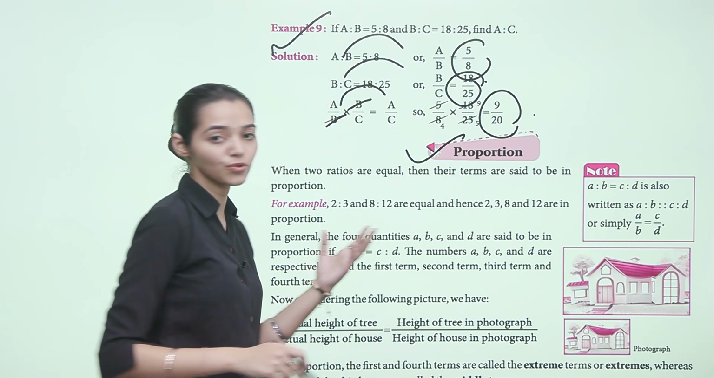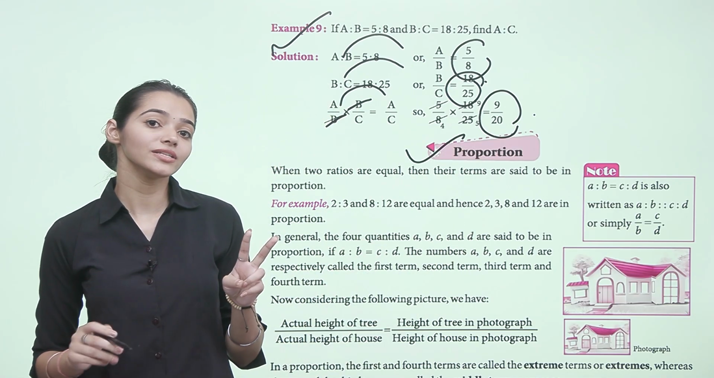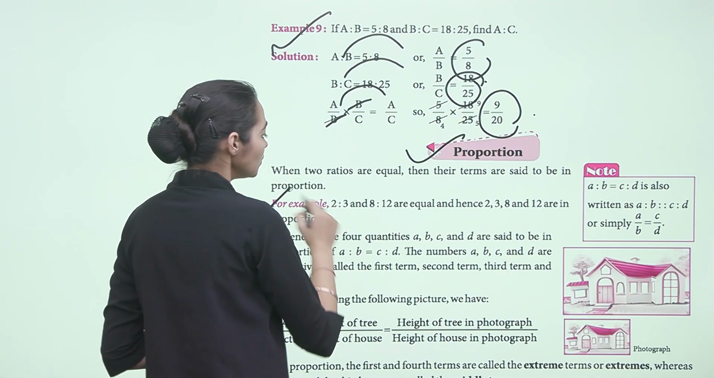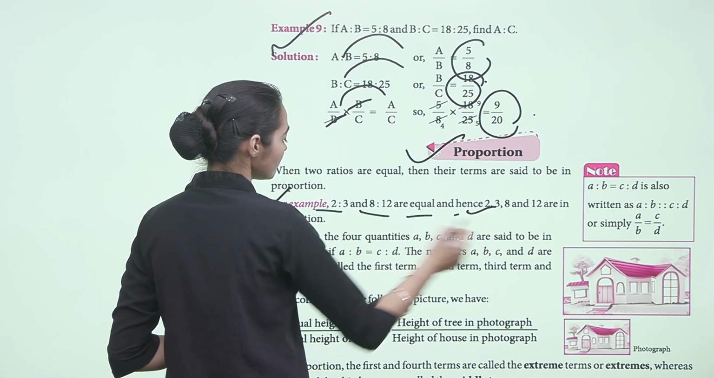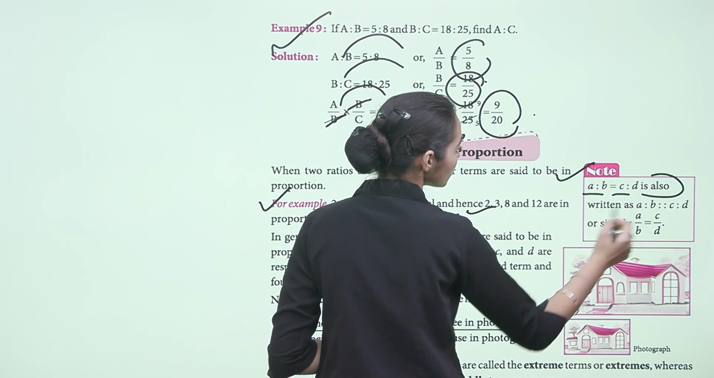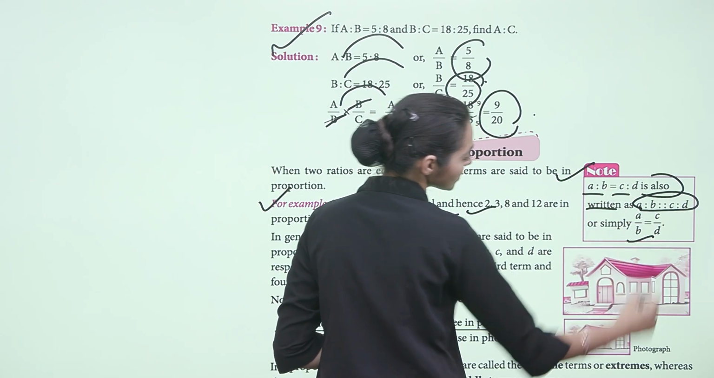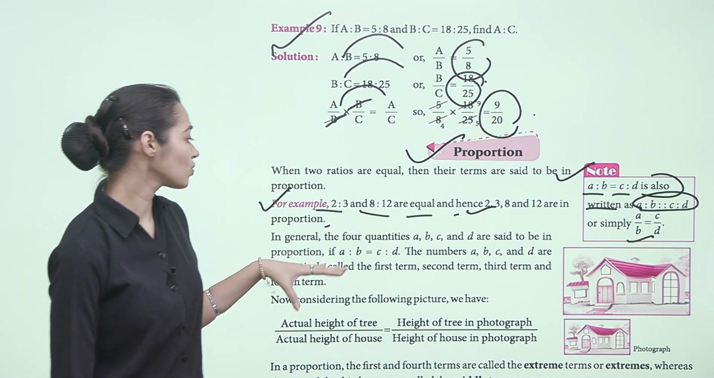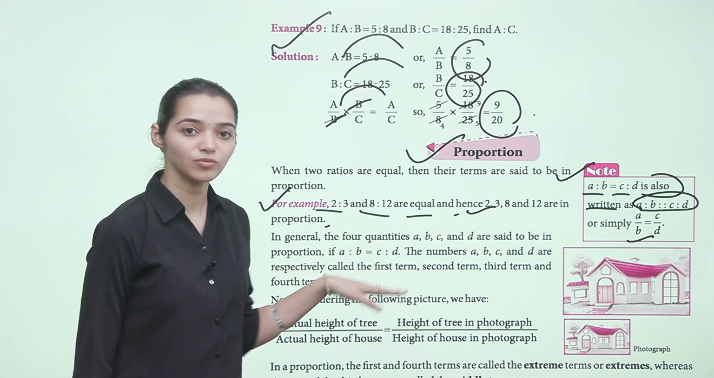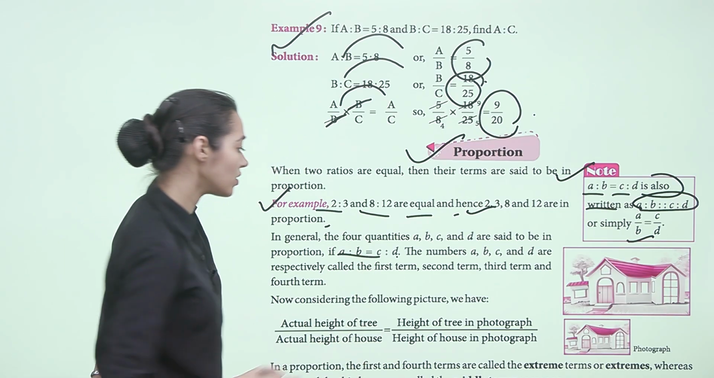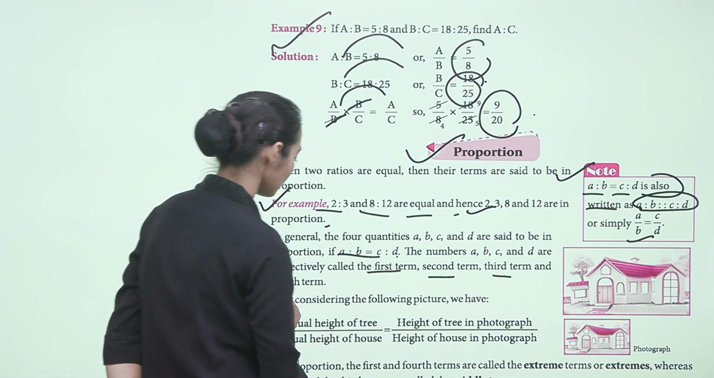Now let's start with proportion. When two ratios are equal, then the terms are said to be in proportion. For example, 2:3 and 8:12 are equal, so they are in proportion. Always remember A ratio B is equal to C ratio D is also written like this, or simply we can say that A/B is equal to C/D. So in general, four quantities A, B, C, D are said to be in proportion if both the ratios are equal, and the numbers are respectively called the first term, second term, third term and fourth term.